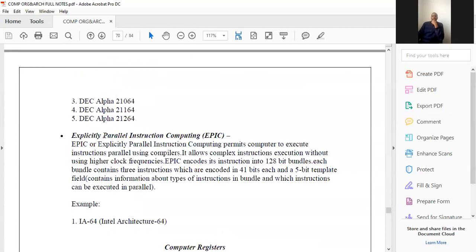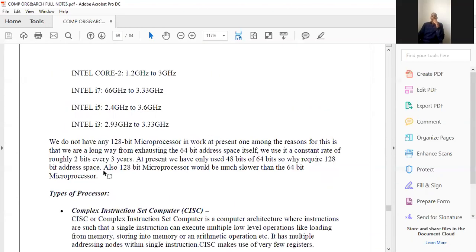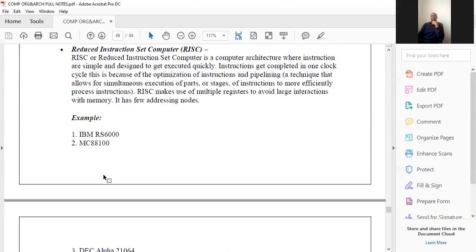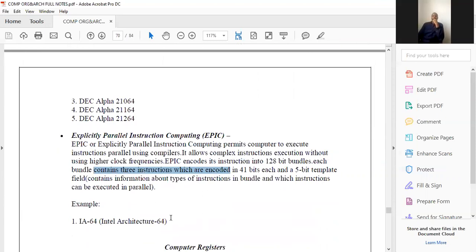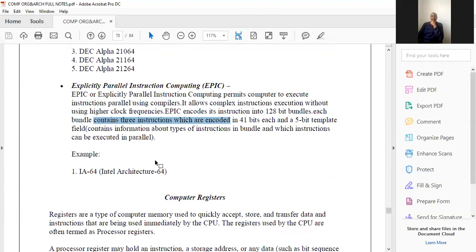Are we together there? Then explicitly parallel processors are called EPIC processors. They permit the computer to execute instructions in parallel using compilers. It allows complex instruction execution without using higher clock frequencies. And EPIC processors encode instructions into 128-bit bundles. So you see, we had 32-bit, 64-bit, now these are 128 bits. Each bundle contains three instructions, each encoded in 41 bits, and a 5-bit template field, which can be executed per given time in the pipeline.